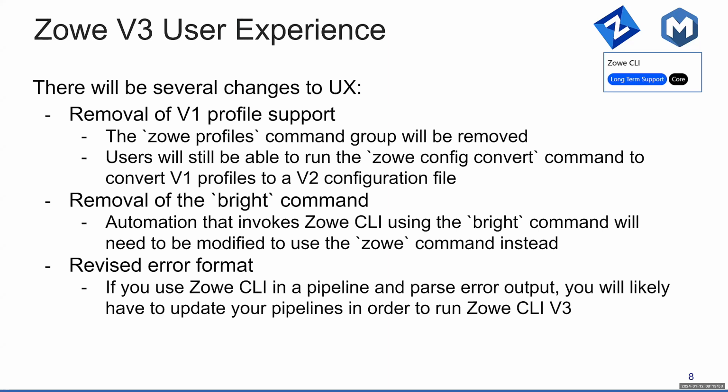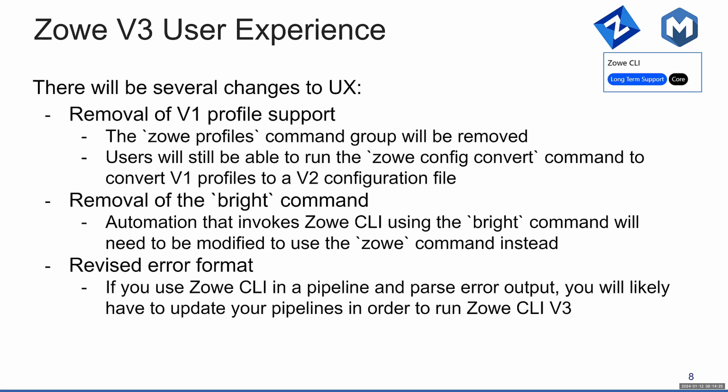And there will be several changes to UX. I mentioned these earlier on the overview slide. And number one, we have the removal of V1 profile support. Essentially, you won't be able to use Zowe CLI V3 unless you implement a team config, and the zowe profiles command group will be removed. Again, it's worth noting that the zowe config convert command will still be available to help you convert v1 profiles to a v2 team config file.